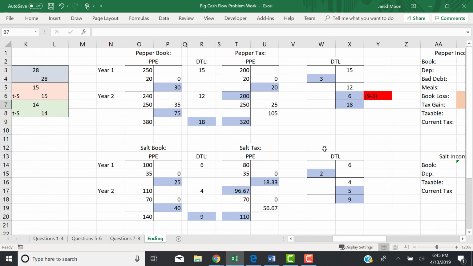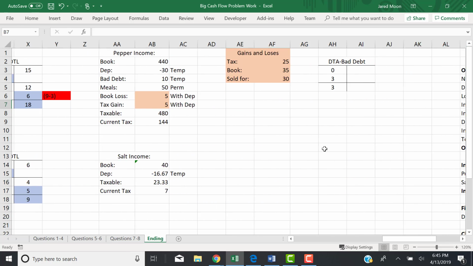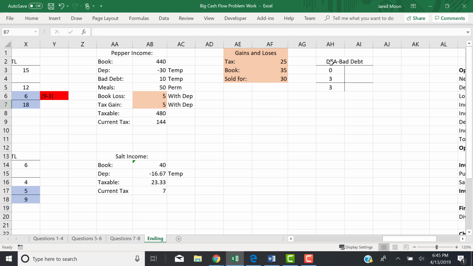And how do we know that it's 3? Well, remember how I said we were going to come to the DTA? Our bad debt expense did not exist before, so there's no DTA for bad debt, but we expensed $10 worth that we were not allowed to expense for tax. We expensed 15, wrote off 5, so that $10 we were never allowed to expense for tax, and therefore $10 times 0.3 gives us our $3 deferred tax asset.